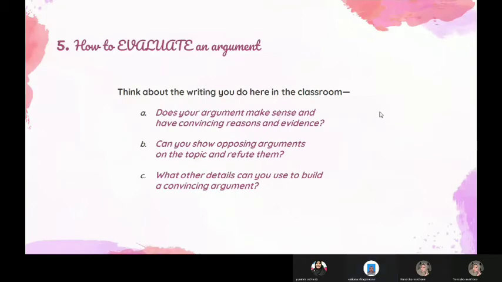Okay, the fifth is about how to evaluate the argument. Think about the writing you do here in the classroom. The first, does your argument make sense and have convincing reasons and evidence? The second, can you show opposing arguments on the topic and refute them? And the last, what other details can you use to build a convincing argument?